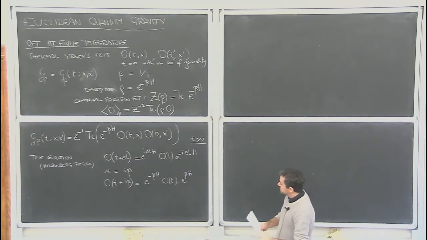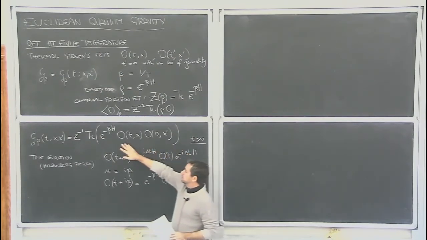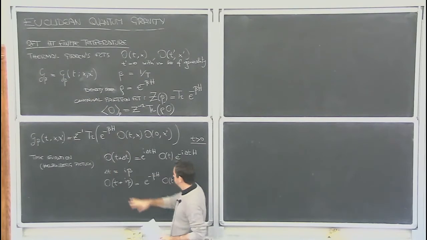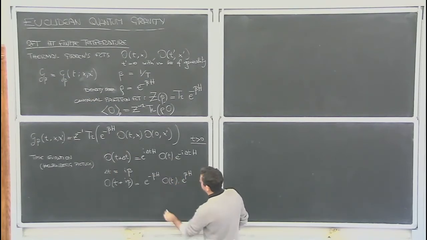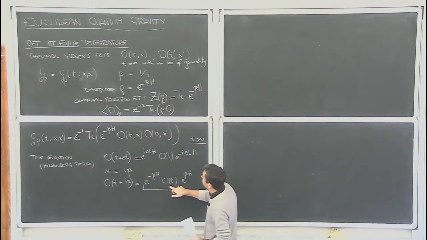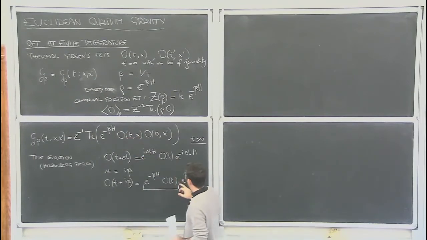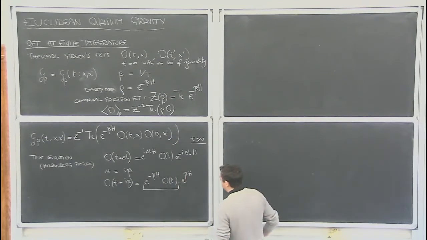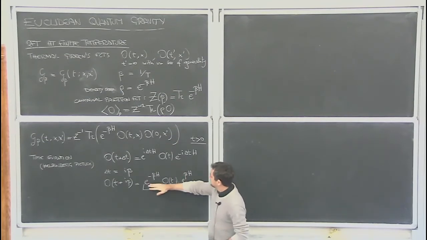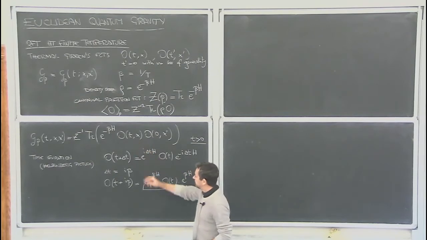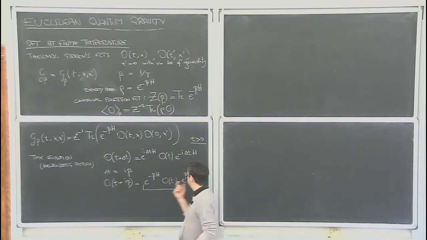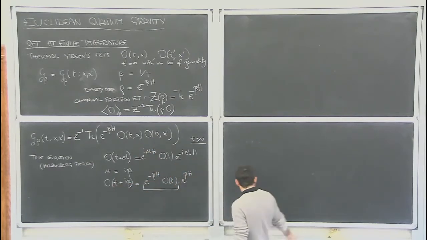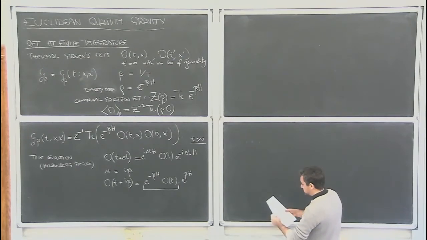And now we can use this in this expression. You see, you can replace this e to the minus beta H times O of t that I have here with, okay, I do all the steps, but the main point is that I can replace the expression that I have there with O of t plus i beta times e to the minus beta H. So let me just go through the steps.